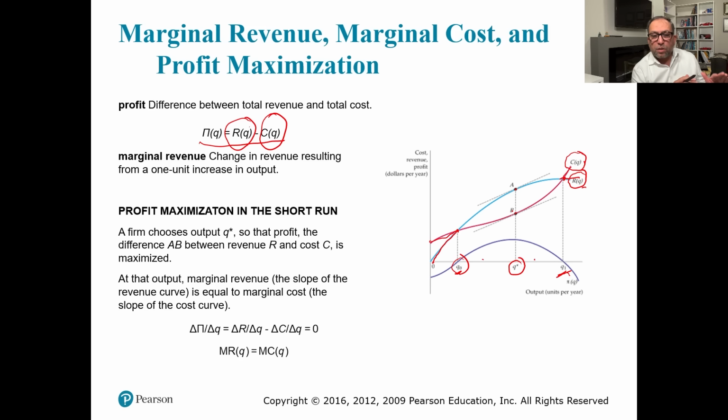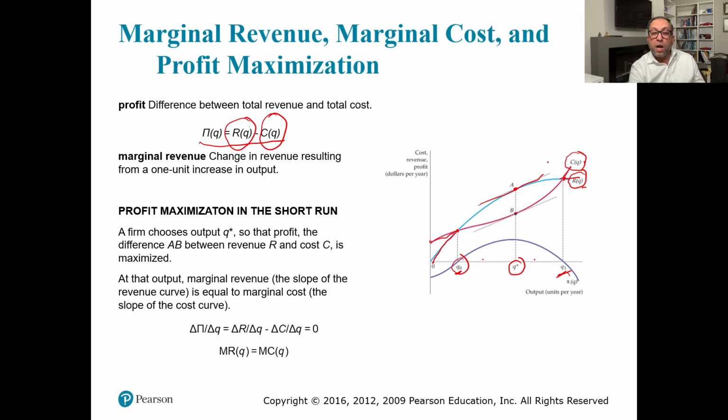All other points other than A and B, if you find out the profit, which is revenue minus cost, you see the distance is small. So the profit maximization is at this point. Now how can we find out what the slope of this curve is at this point?